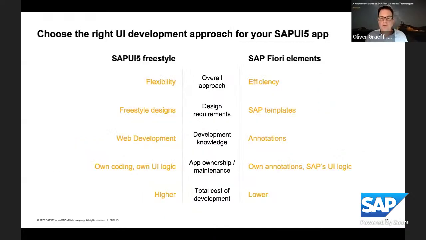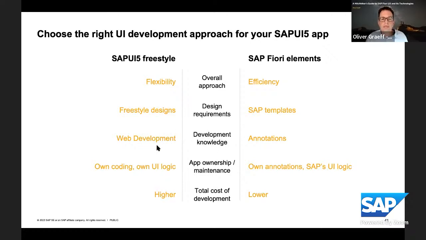So these are the two approaches, freestyle UI5 on the left and Fiori Elements on the right. With SAP UI5, you are very flexible, because it's your own coding. You can implement whatever design you need. Or follow the Fiori Elements approach. Then you are very efficient, you're reusing a lot, you're following the standard patterns, and you're very efficient with developing applications.